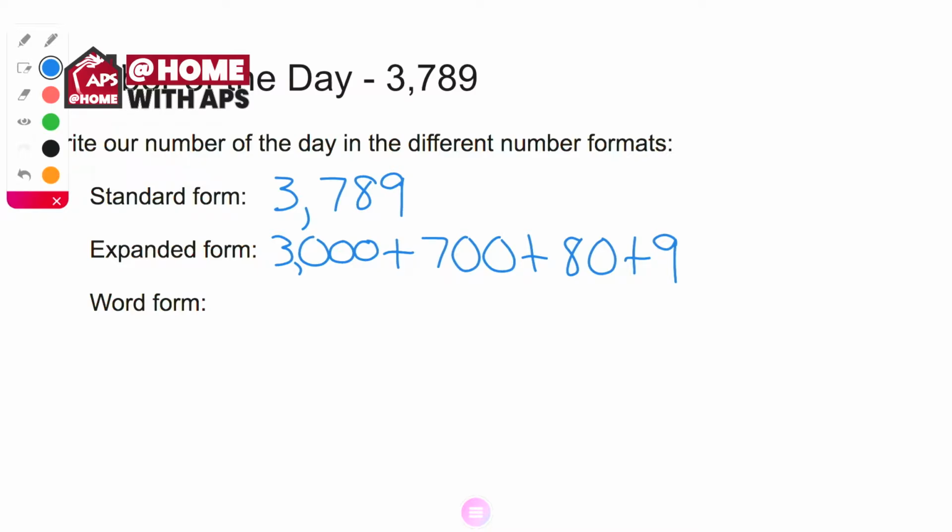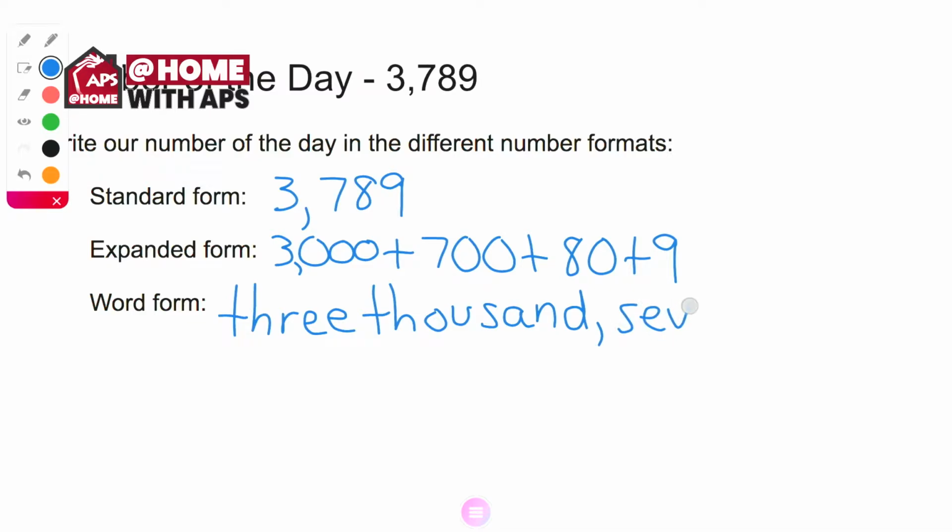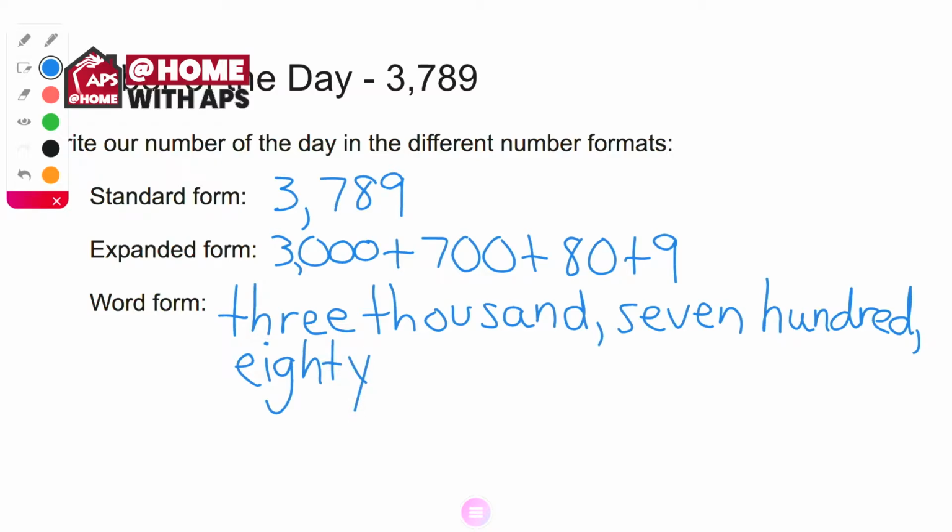And we have our word form. How we read it is how we will write it. So we have to write those numbers out. So we have 3,000, and we have to spell it out. 3,000, comma, 700, comma, because we're still saying it, and then 89. So with this one, this is a little different. We just say 80, and then we write our dash for 9.